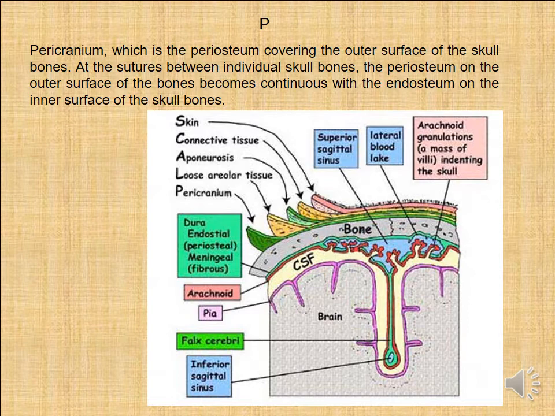So the periosteum is the last layer that attaches to the upper surface of the bone, and its continuity within the suture is with the endosteum that lines the skull from inside. So the layers are skin, connective tissue, aponeurosis, loose areolar tissue, and pericranium. Beneath the pericranium are the skull bones, then inside is the endosteum, and beneath the endosteum are the meninges that cover the brain.